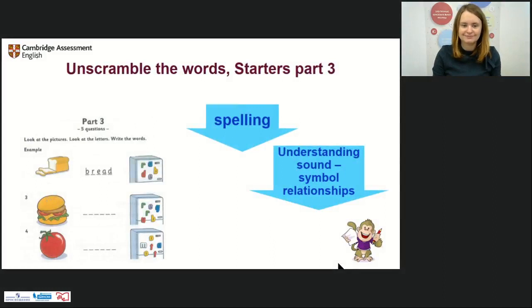For starters, part 3, so remember the balloons that made you dizzy? This is it. They have to reconstruct the word using all the letters given. Make sure they know that the number of dashes is the same. So they have to use all the letters that they have, and the number of dashes identifies the number of letters in the word. So everything to make them feel comfortable. This is when they have to understand the sound symbol relationships. What letter, what sound they get.